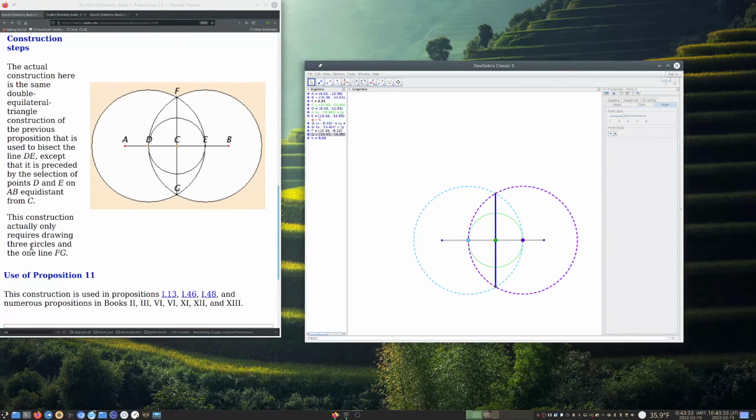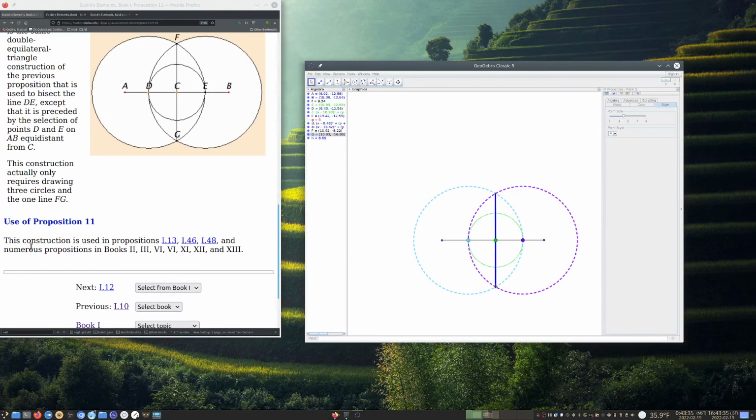Yeah, this construction is used in propositions 1.13, 1.46, 1.48, and numerous propositions in books, let's see about my Roman numerals, II, III, VI, XI, XII, and XIII.